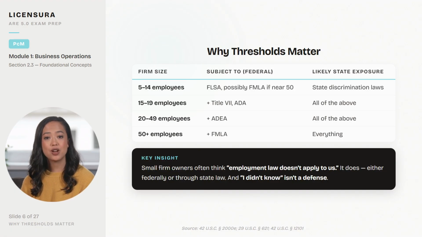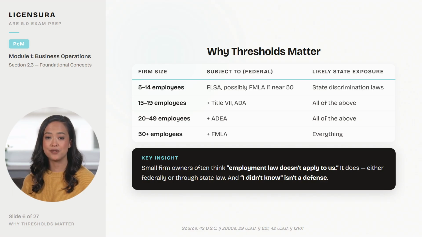So why do these thresholds actually matter? Because a lot of small firm owners assume employment law doesn't apply to them. And that's almost always wrong. Sure, a 12-person firm isn't subject to federal Title VII, but it probably is subject to state equivalents with much lower thresholds. California's FEHA covers employers with just 5 employees. New York, 4 employees. So even if you're a tiny firm, you're not off the hook.